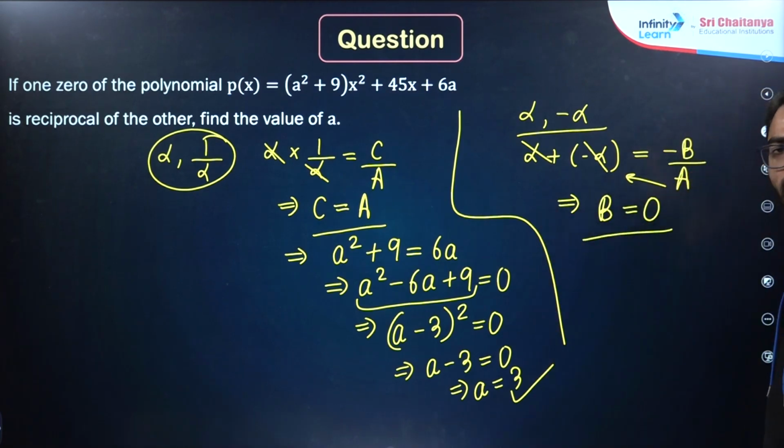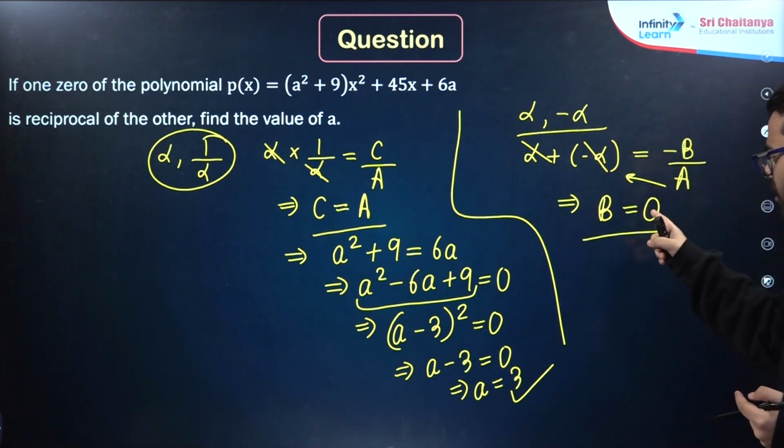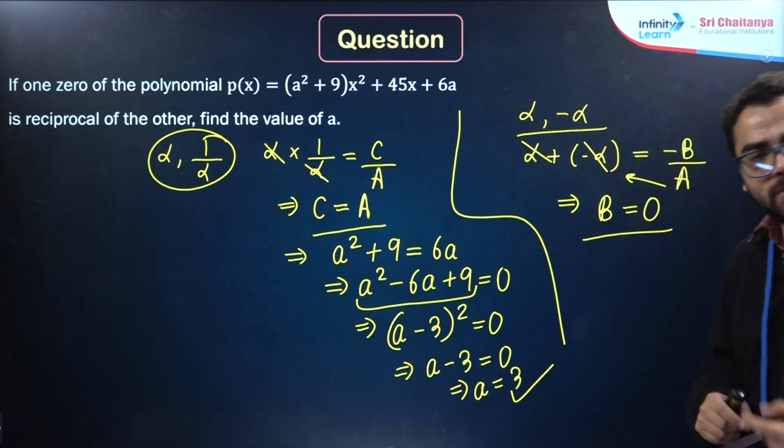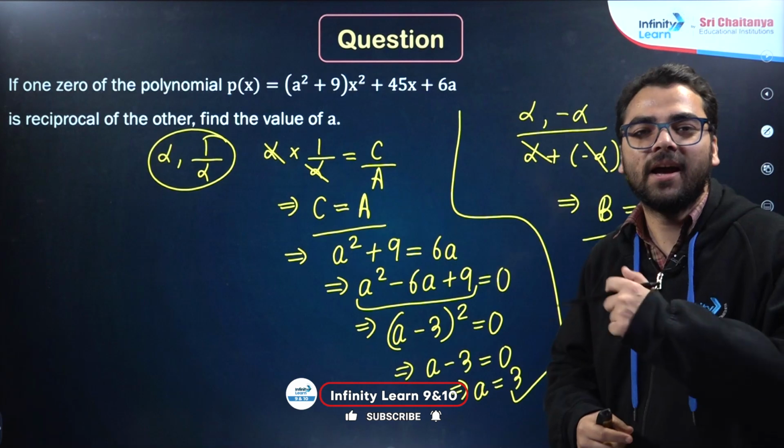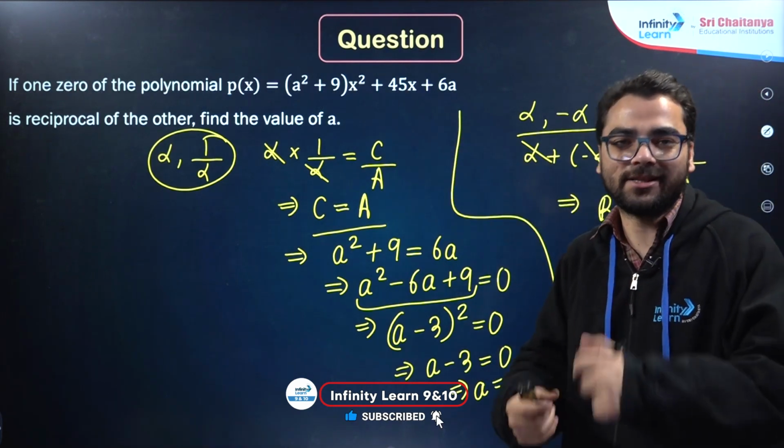So if in a quadratic polynomial one zero is negative of the other, then the coefficient of x will become equal to 0, and then you can do questions accordingly. I'm not saying that it is being asked in this question, but it can be asked.